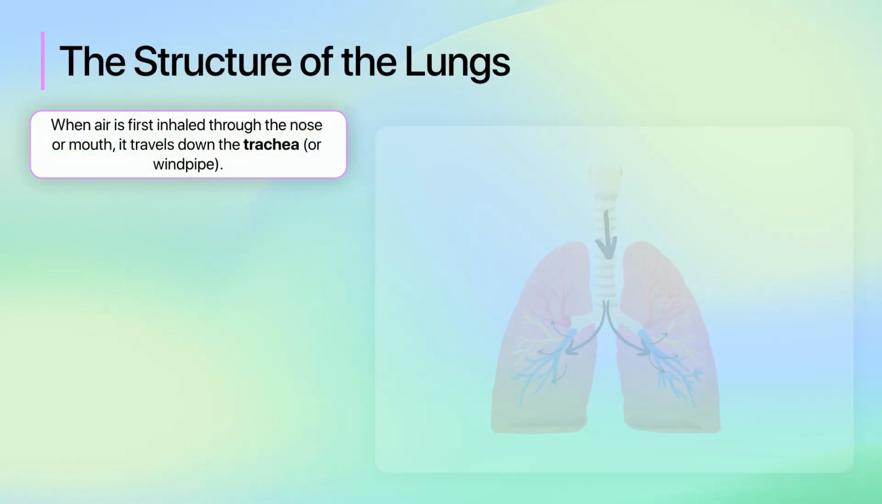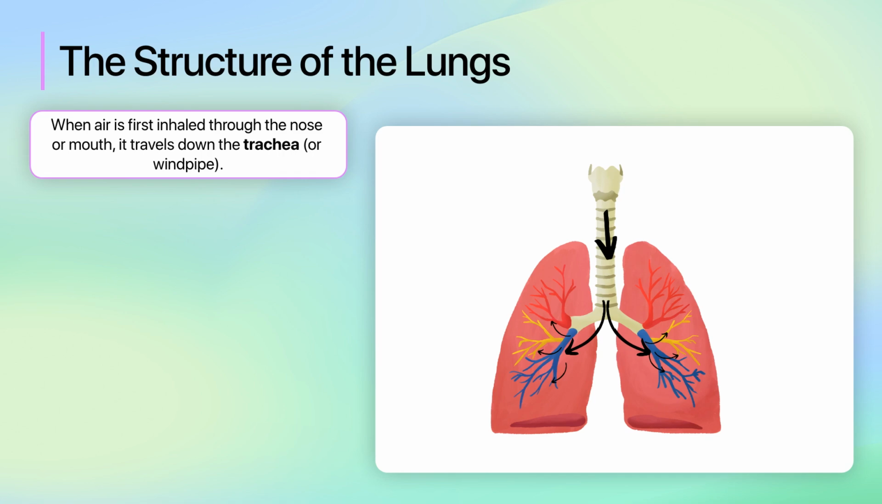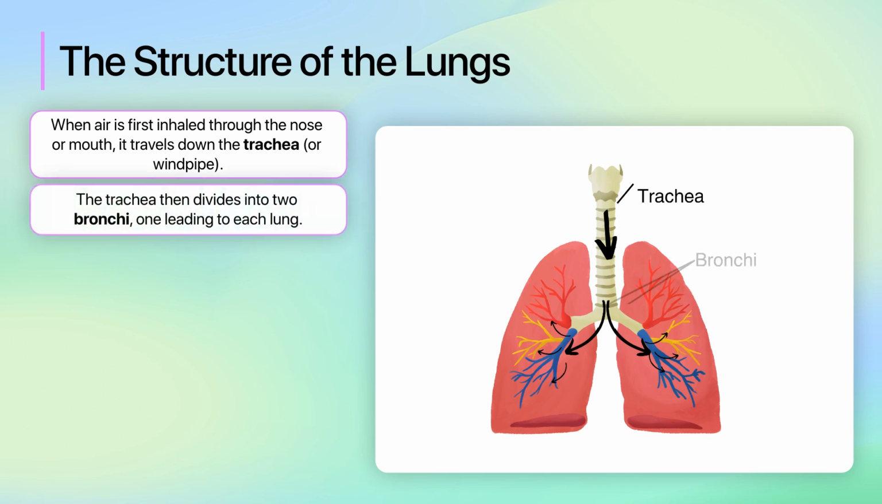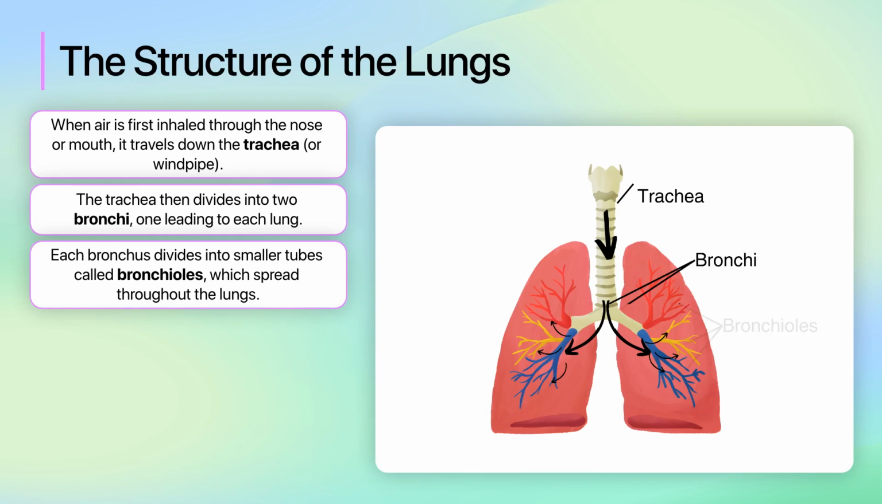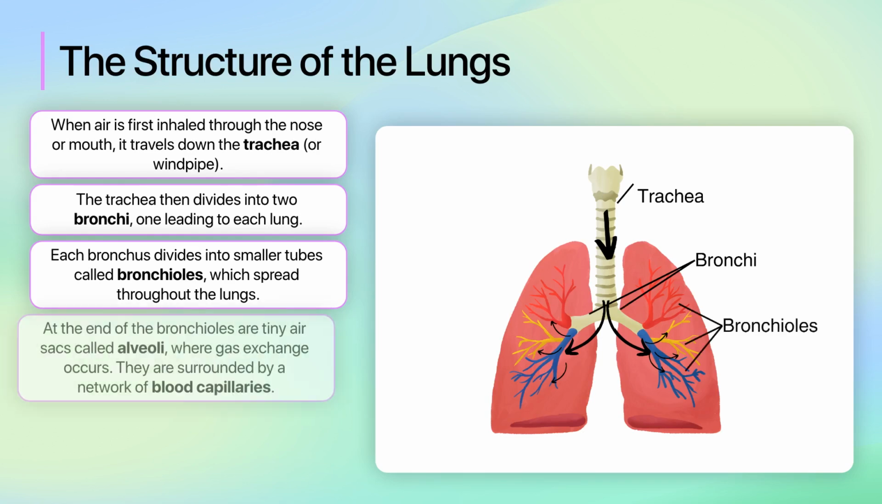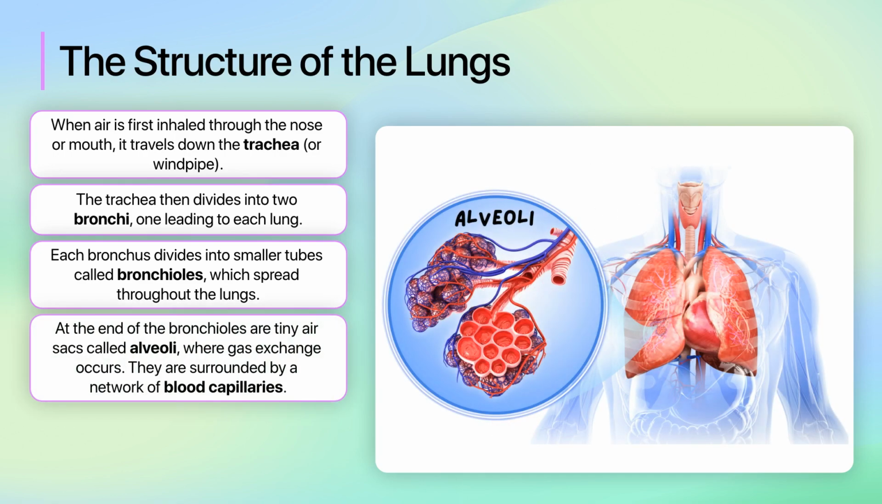When air is first inhaled through the nose or mouth, it travels down a tube called the trachea, or windpipe. The trachea then divides into two bronchi, one leading to each lung. Each bronchus further subdivides into smaller tubes called bronchioles, which spread throughout the lungs. At the end of the bronchioles are tiny air sacs called alveoli. These are the sites where gas exchange occurs.